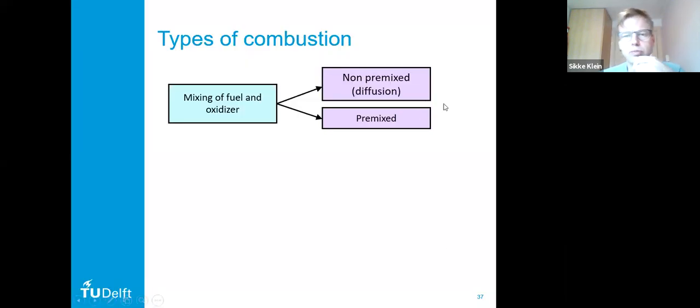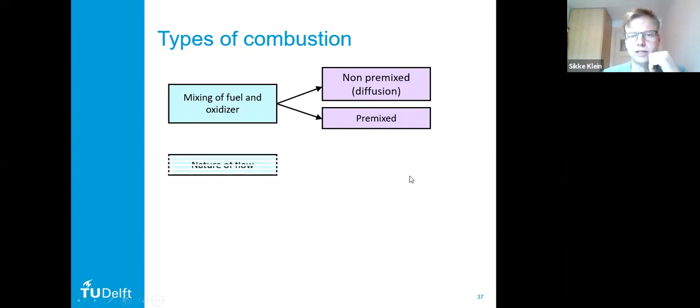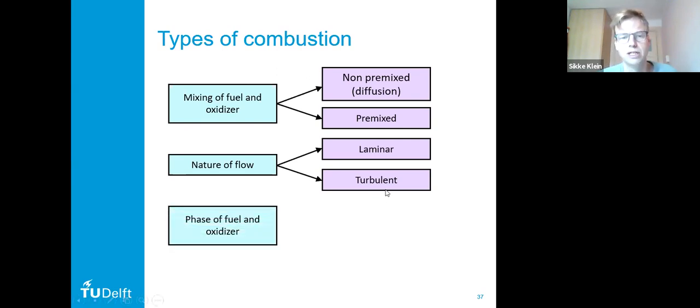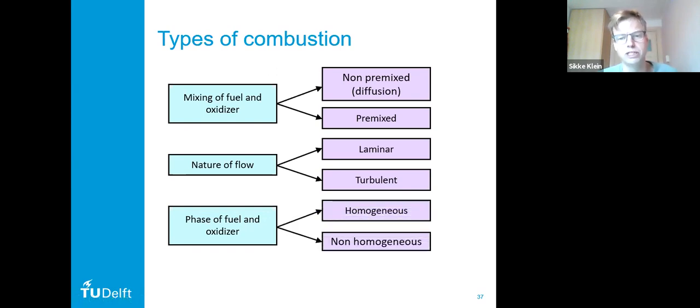So this is an important one, non-premixed and premixed. Then we have the flow, turbulent and laminar. When we look at the candle, it's a very laminar flow. If you look at our gas turbine, it's very turbulent. It's like a hurricane flow, really 100 meters per second. It's very turbulent, and that also has some advantages for the combustion. And then there's the phase of the fuel and oxidizer, homogeneous and non-homogeneous.